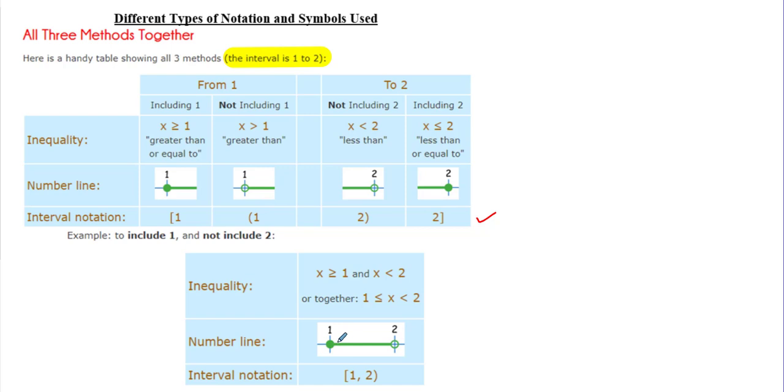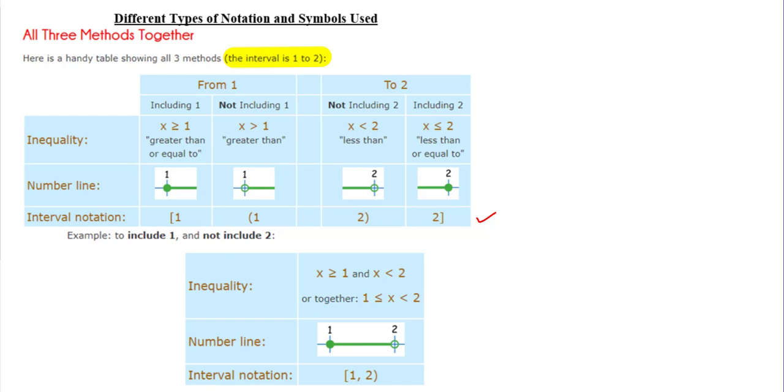So here, if we are including 1 going all the way up to 2 but not including it, we would put a square bracket next to the 1 and then a parenthesis around the 2. And of course you can always write a compound inequality, saying you're including 1 but you are not including 2. Okay, so it's very important that you have a handle on using the different types of notation. This is how we're going to answer most of our questions in this section.